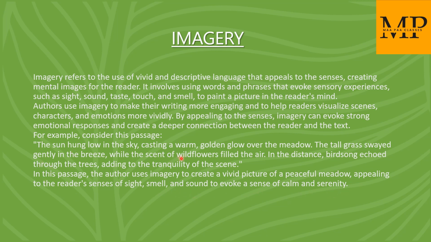So, as we read these sentences in this passage, we make an image in our mind that the sun hung low in the sky, there was a golden glow, the grass swayed. So we can all make images of how the grass might be swaying gently in the breeze. We can understand how the wildflowers might smell. So these are imageries. These are all literary devices helping to make our text, our literary work more easily understandable, grasping, relatable, and all these things. Next.